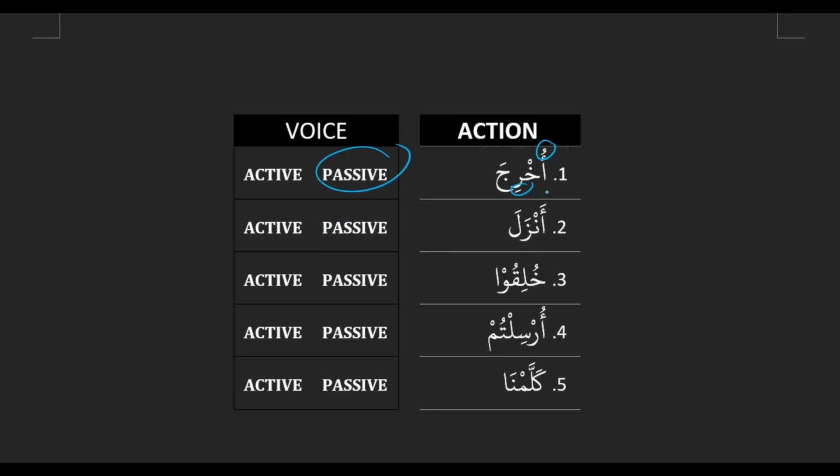Anzala. There's no U on the first letter. So if you see that there's no u on the first letter, that's it. The first condition is not met. You don't even have to bother looking for the second condition. Okay, so both conditions have to be met. So if one isn't met, then you don't have to bother. Exactly. As soon as you see that there's no u on the first letter, you know it's active.